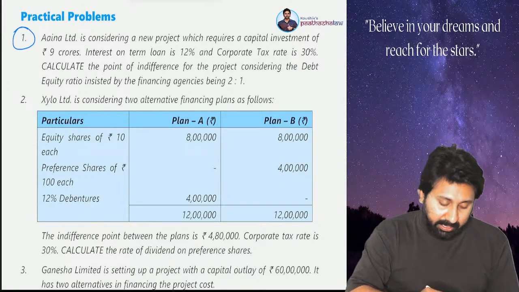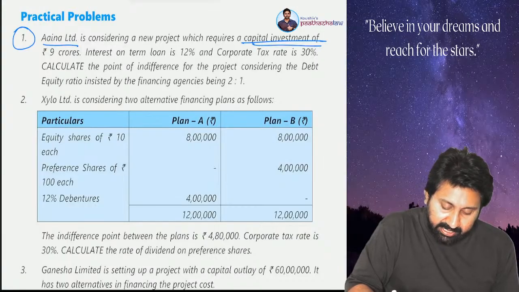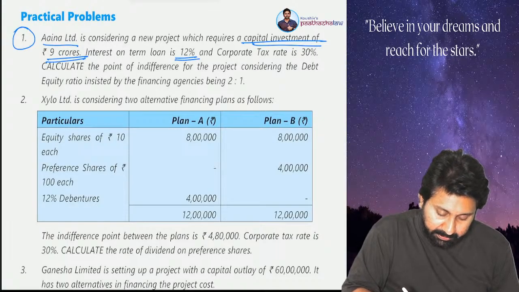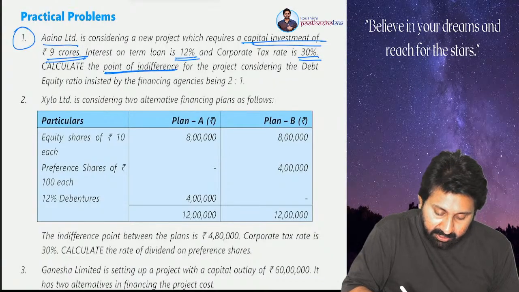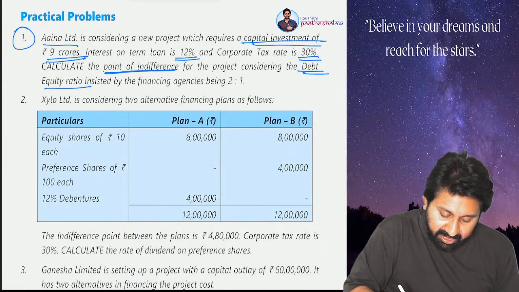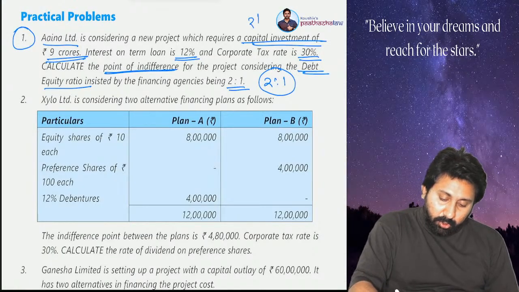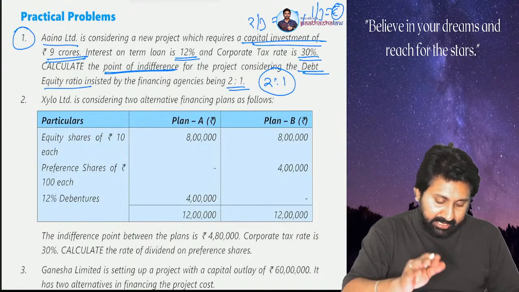Aina Limited is considering a new project which requires a capital investment of 9 crores. Long-term loan rate is 12%, corporate tax 30%. Calculate the point of indifference for the project, considering the debt equity ratio insisted by the financial agencies is 2:1. What do you mean by 2:1? 2/3 is debt, 1/3 is equity. Let's read the question first.